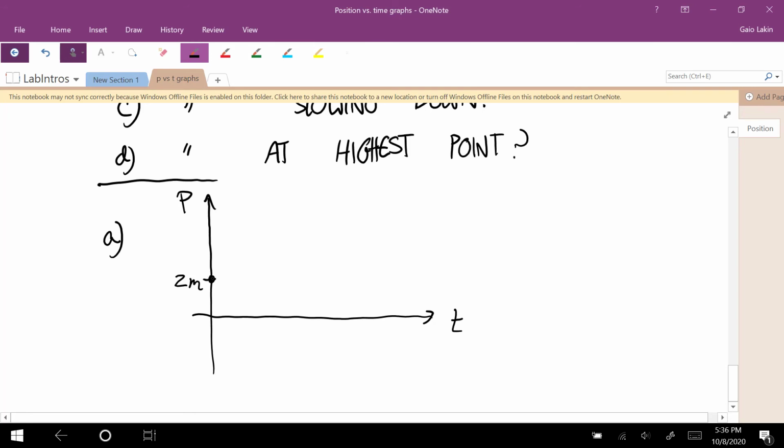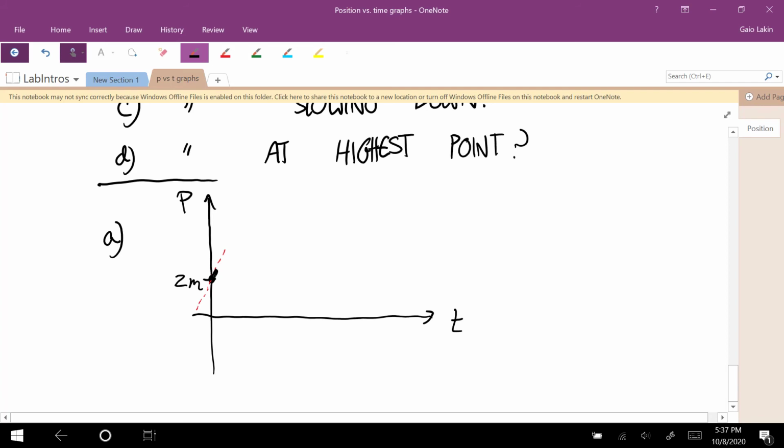What else do we know when it starts? Well, we know that it's thrown upwards. So we know that it starts out moving in the positive direction. And that means that the velocity has to be positive. So I'm going to just make a little dotted line here. And that's going to be the slope of this position versus time graph at the start.